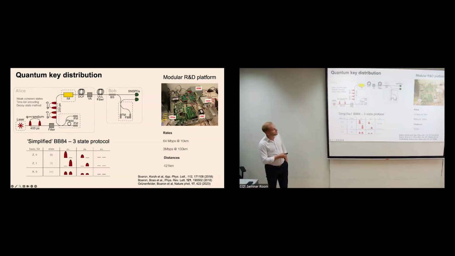It's been beaten since. For example, we managed to get 64 megabits per second at 10 kilometers. It's been surpassed by Jian-Wei Pan's group by about a factor of 2, but it's still up there, and we want to keep going and push it to higher rates. Distances for the system have also been achieved up to 420 kilometers. This has, of course, also been surpassed already with twin-field QKD experiments, but this is much more practical in principle.